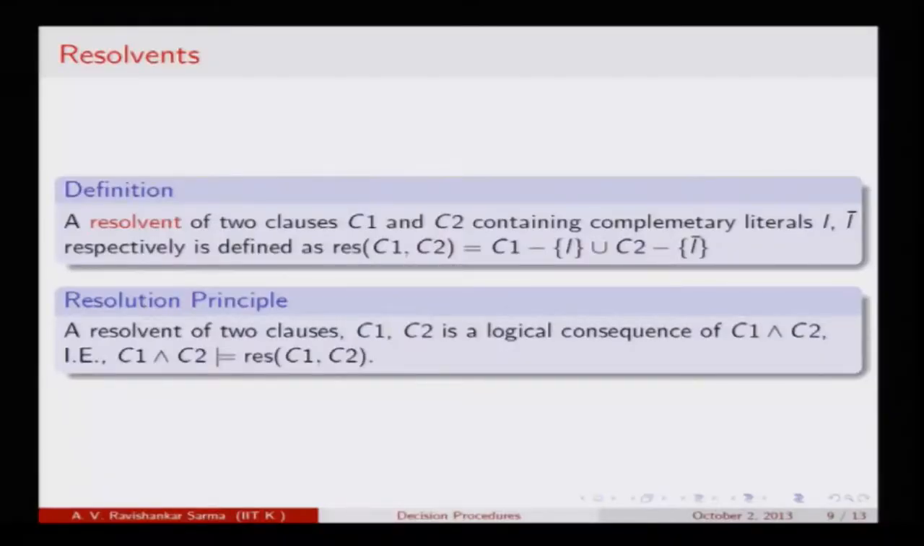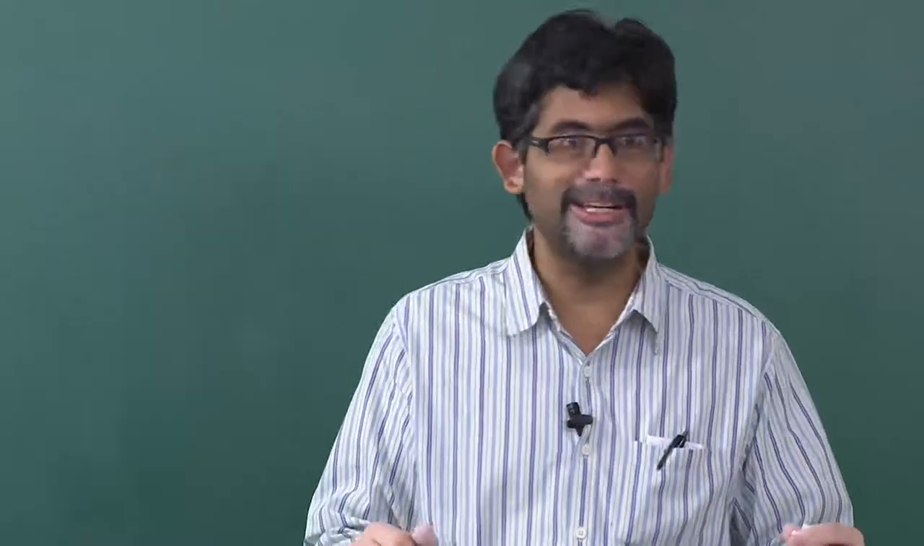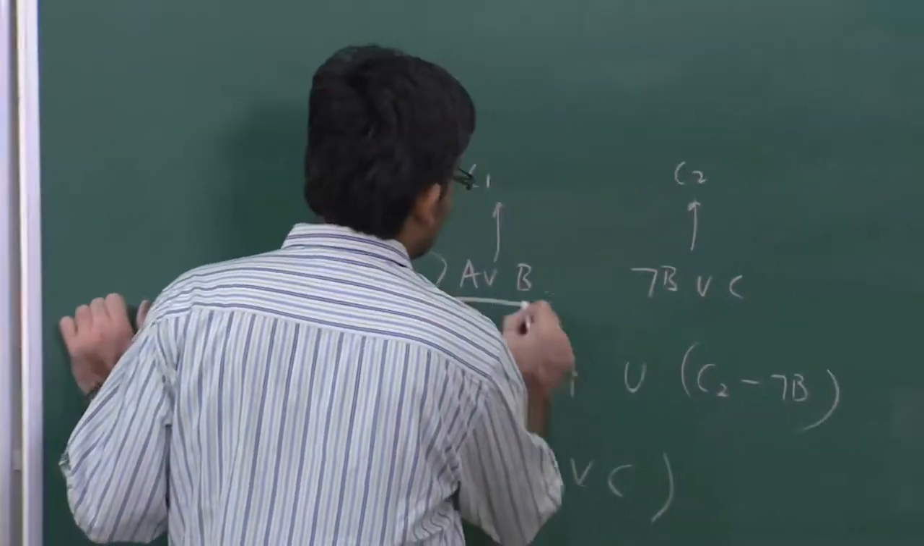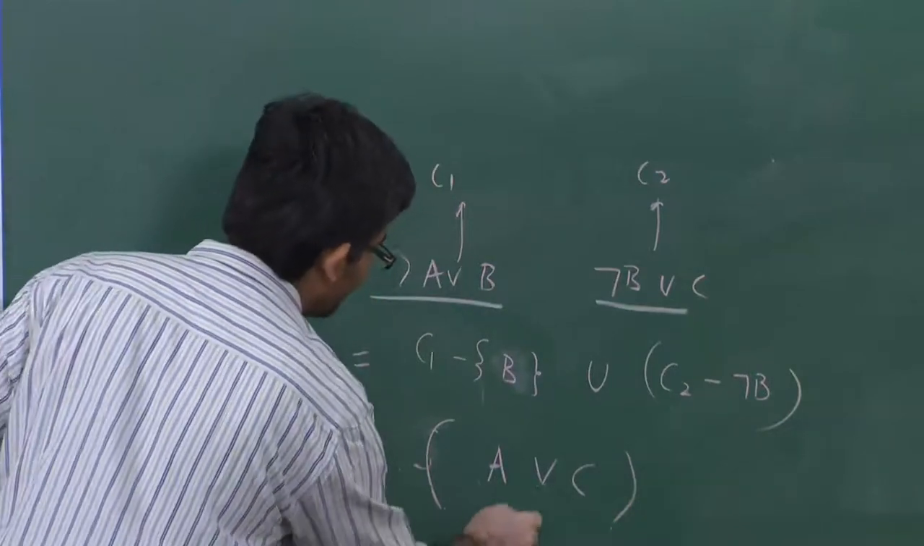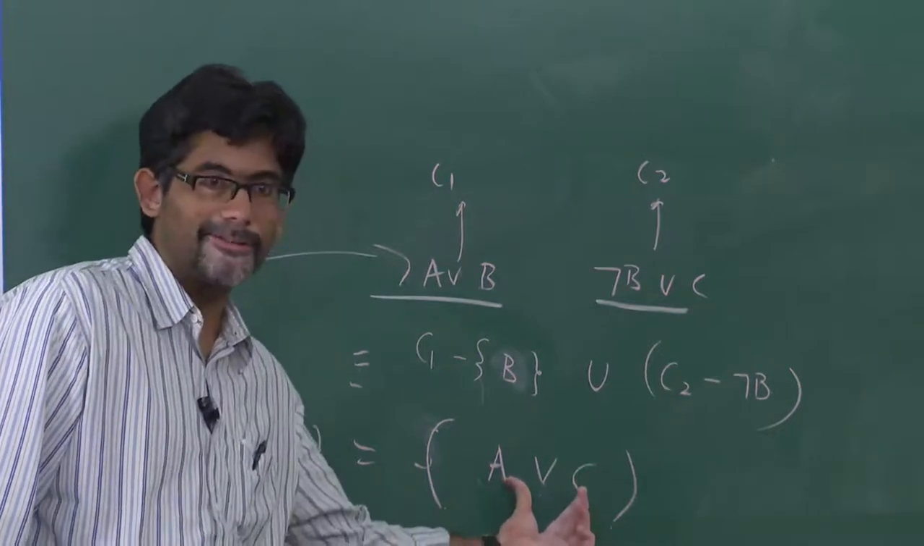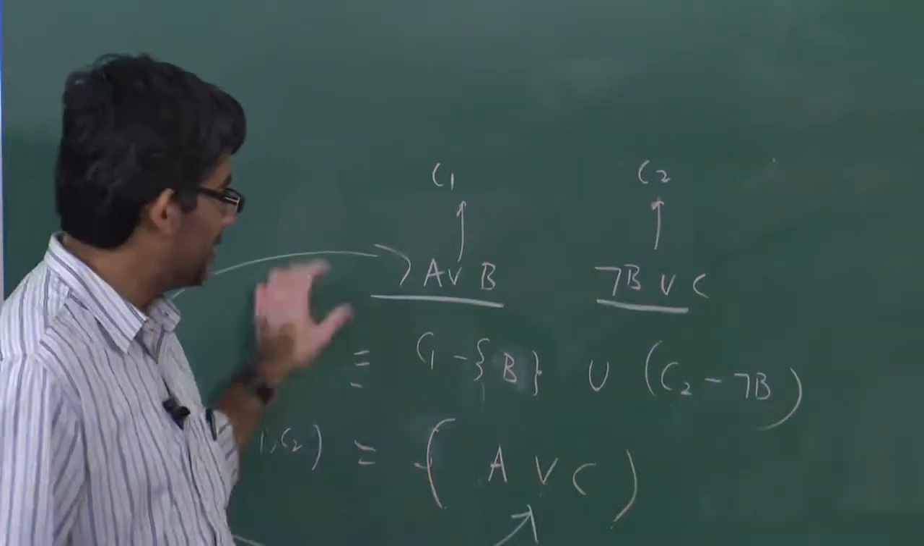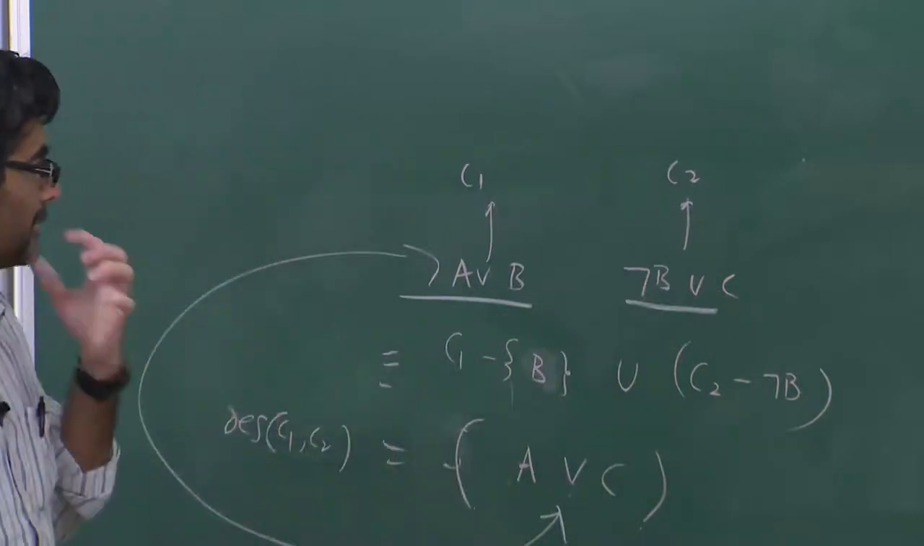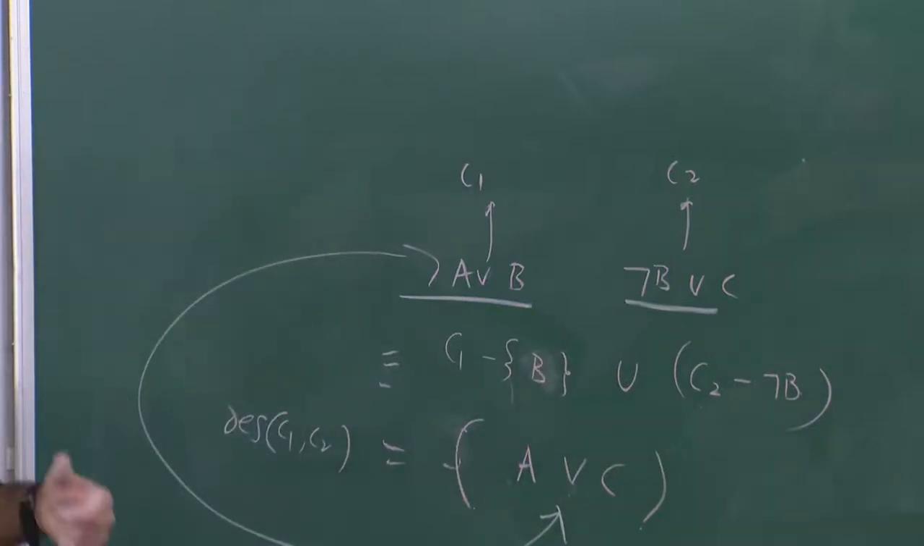Now the resolution principle, which occupies the central position of the resolution method: a resolvent of two clauses c1 c2 is considered to be a logical consequence of c1 and c2. That means each resolvent of any two clauses is automatically a logical consequence of them. If you take these two into consideration, the logical consequence is its corresponding resolvent. In your proof, each time you apply this resolution principle, you come up with a resolvent, and that resolvent is considered to be a logical consequence of these two formulas, C1 and C2.